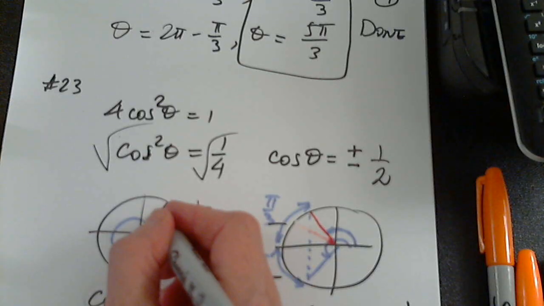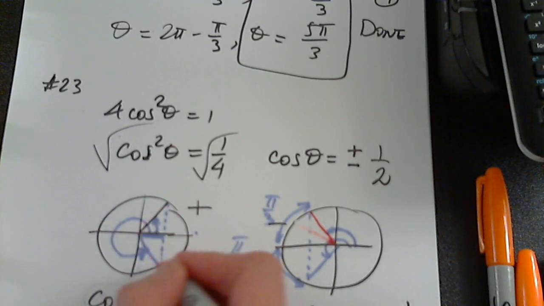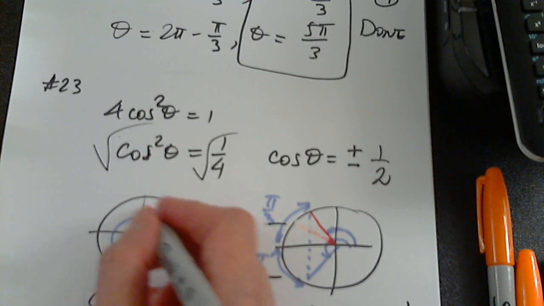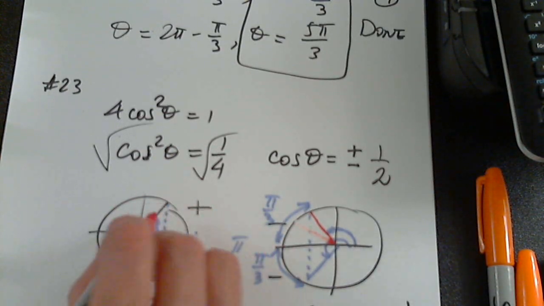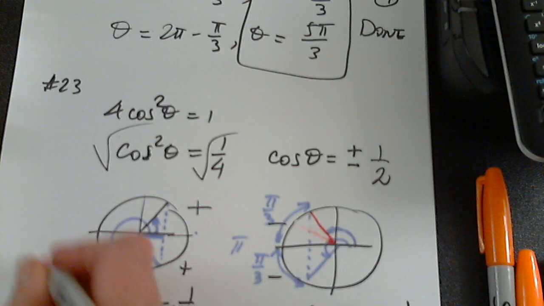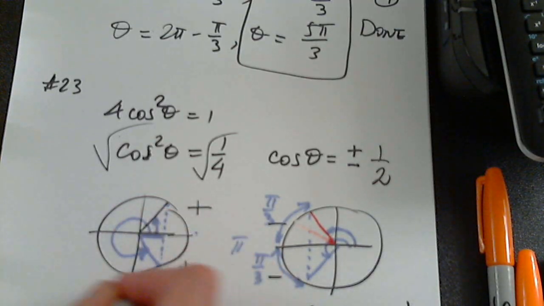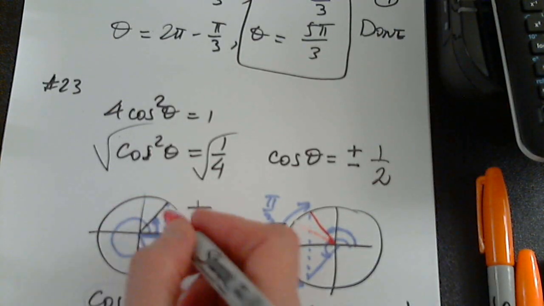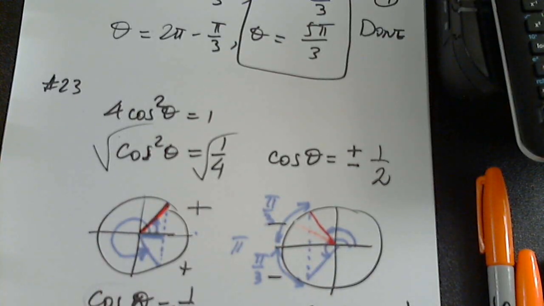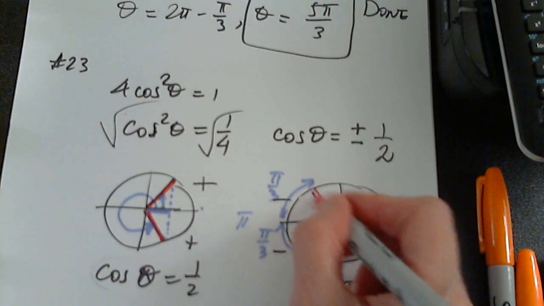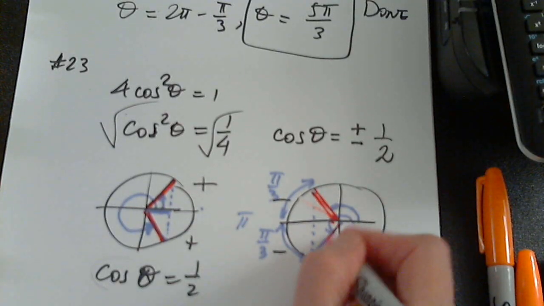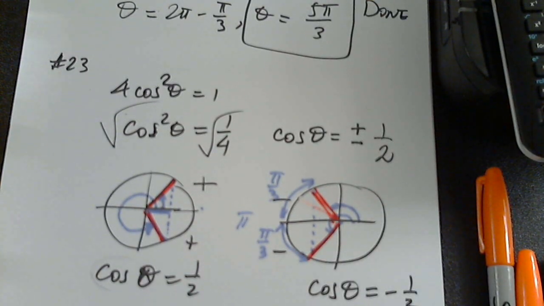Pi over 3 is 1. Then pi over 3 plus 2 pi is the next one. Plus 2 more pi is the next one. Plus 3 more pi is the next one. Or minus 2 pi. Or minus twice 2 pi. Or minus 3 times 2 pi. Infinitely many solutions here, infinitely many solutions here, infinitely many solutions here, and infinitely many solutions here.